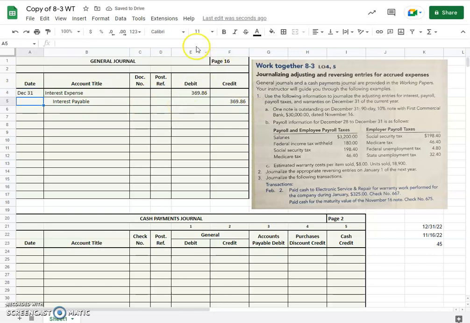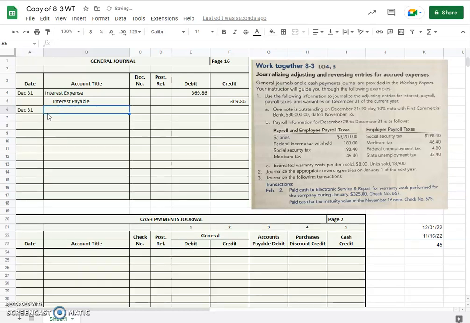All right, so then let's go to part B. Payroll information for December 28th through December 31st is as follows. Here's what we have for payroll and employee payroll taxes, and here's what we have for employer payroll taxes. Okay. So this is December the 31st, and this is just 3 days of payroll.